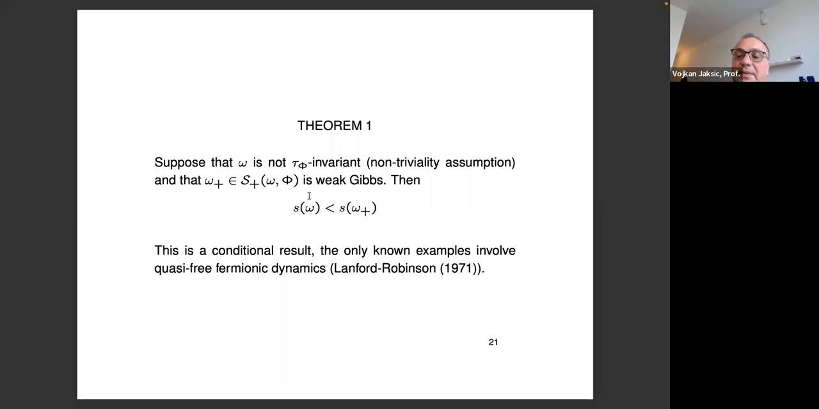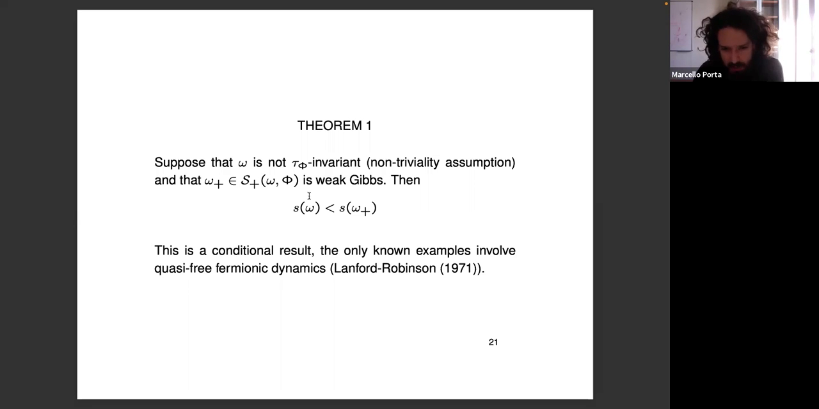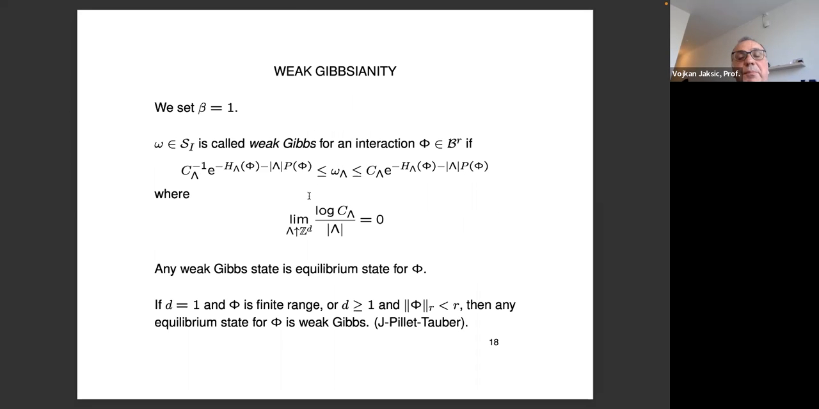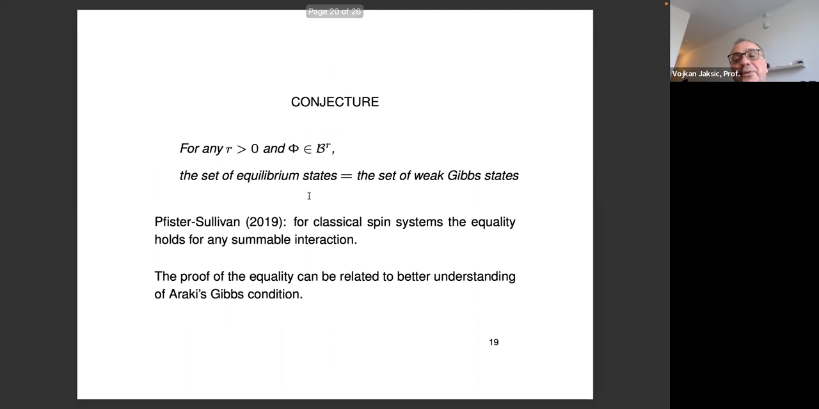Yeah, thank you. There was a question in the chat, which I think referred to the weak Gibbs states. It was, what are the realistic physical systems that exhibit these states? Oh, but any high temperature state is weak Gibbs. In dimension one and finite range, any state is weak Gibbs. And we expect that any equilibrium state is weak Gibbs. So basically anything, as much as quantum spin systems are realistic, then they're just realistic.